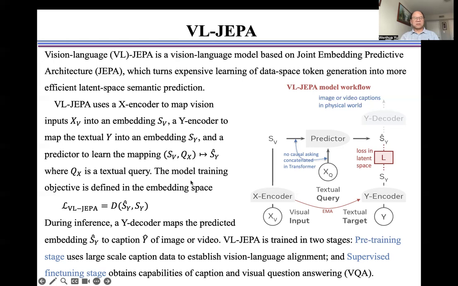The model training objective is defined in the embedding space, as shown here. During inference, a Y decoder maps the predicted embedding SY caret into caption Y caret of the image or video, as shown here. VL-JEPA is trained in two stages, namely, a pre-training stage that uses large-scale caption data to establish vision language alignment, and a supervised fine-tuning stage that obtains capabilities of captioning and visual question answering.